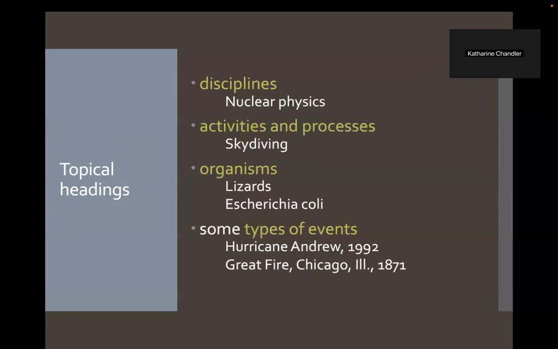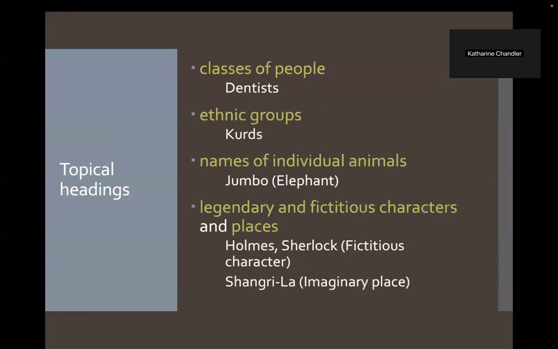So, like disciplines might be nuclear physics, and activities and processes might be skydiving, and organisms, lizards or Escherichia coli, and some types of events might be Hurricane Andrew in 1992 or the Great Fire of Chicago in 1871. Classes of people would be dentists, or ethnic groups would be Kurds. Names of individual animals like Jumbo the elephant, legendary and fictitious characters and places. You got Sherlock Holmes and Shangri-La.